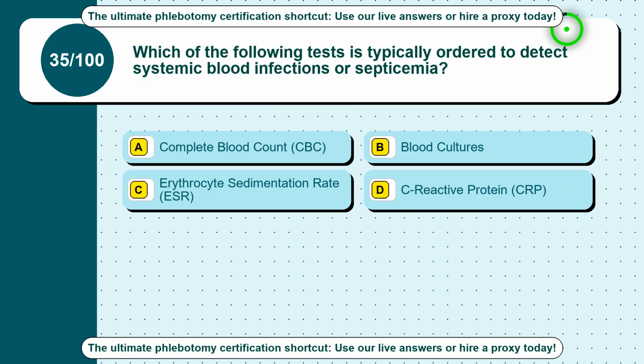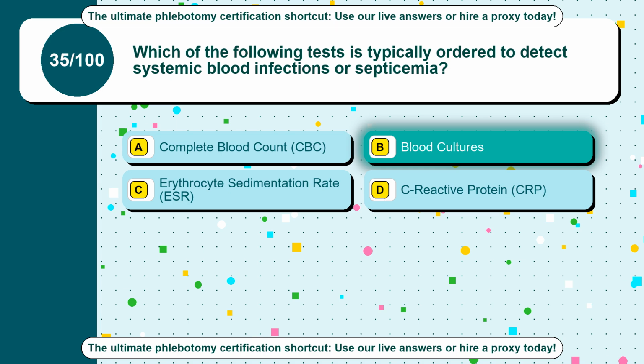Question 35. Which of the following tests is typically ordered to detect systemic blood infections or septicemia? Option A, complete blood count, CBC. Option B, blood cultures. Option C, erythrocyte sedimentation rate, ESR. Option D, C-reactive protein, CRP. The correct answer is option B, blood cultures.